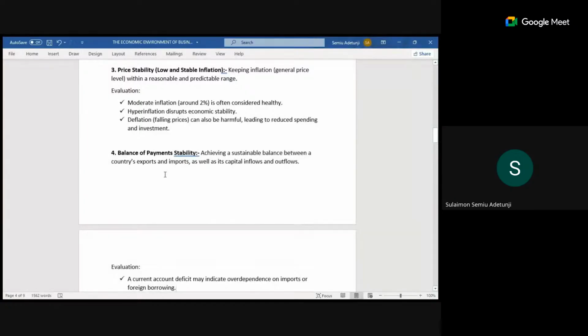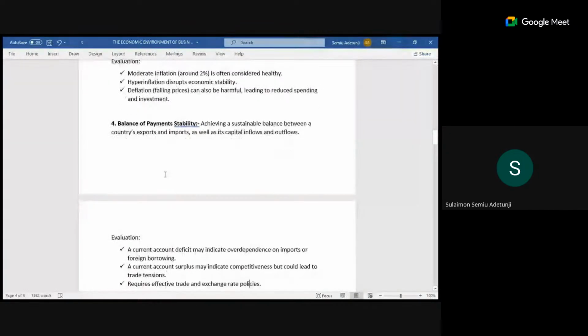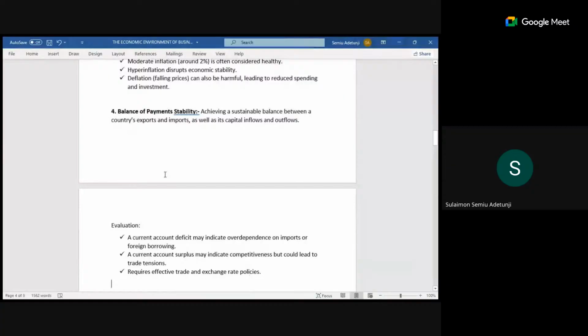Then balance of payment stability. The balance of payment is the difference between government spending, government inflow and outflow within a particular period of the year. To check it, you compare the government inflow and the outflow during the year. Then the difference between the two will give you your balance of payments.